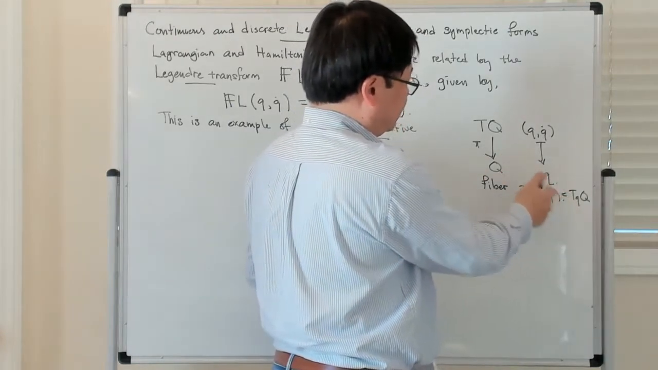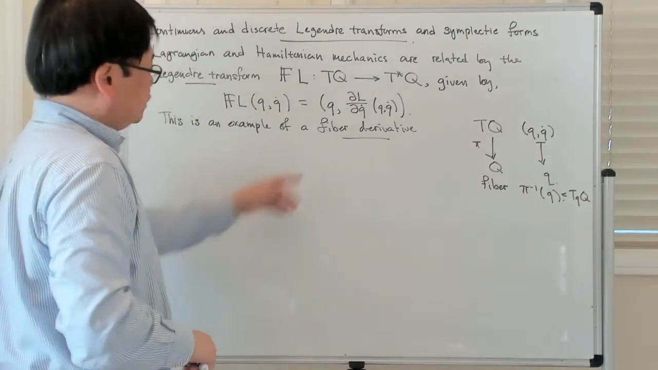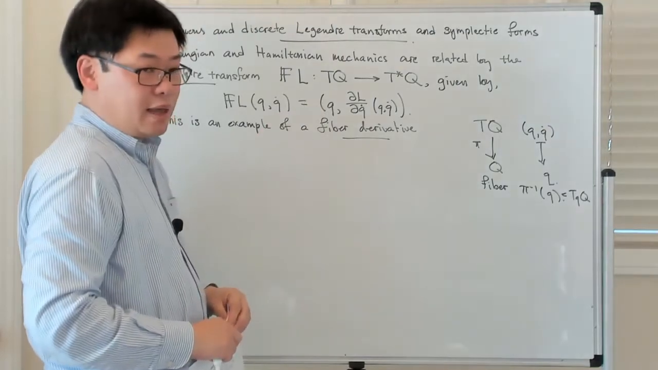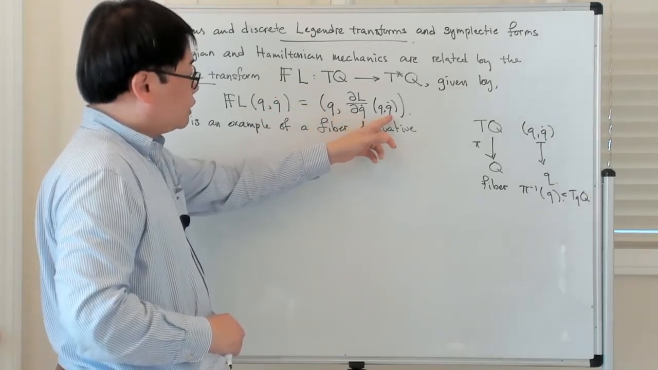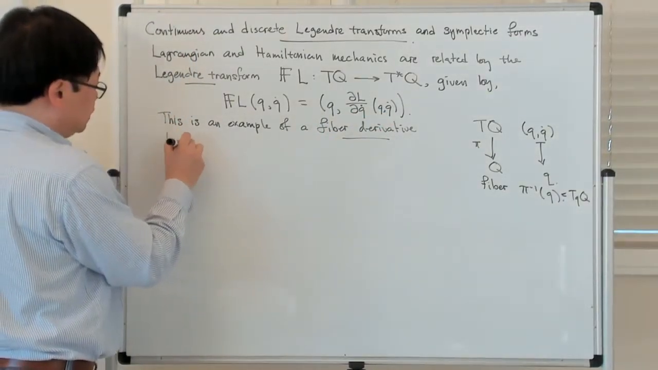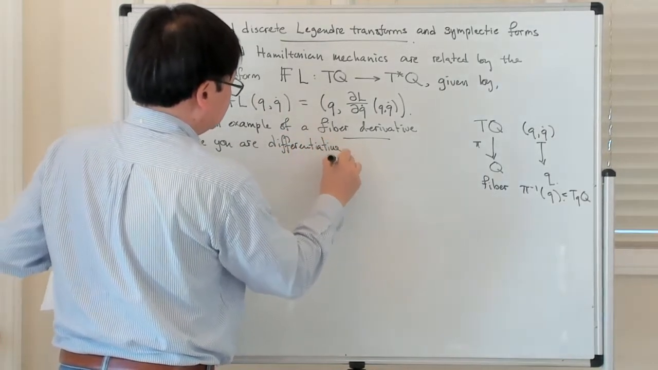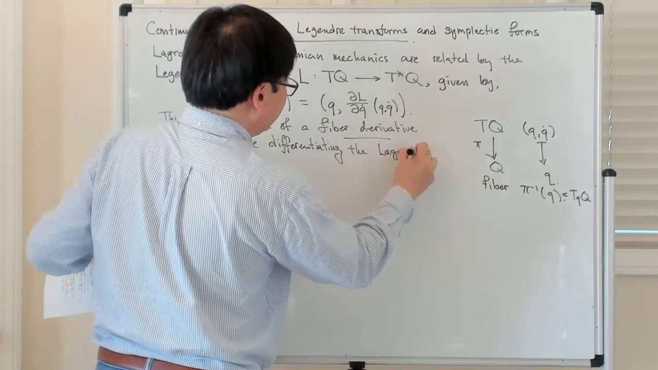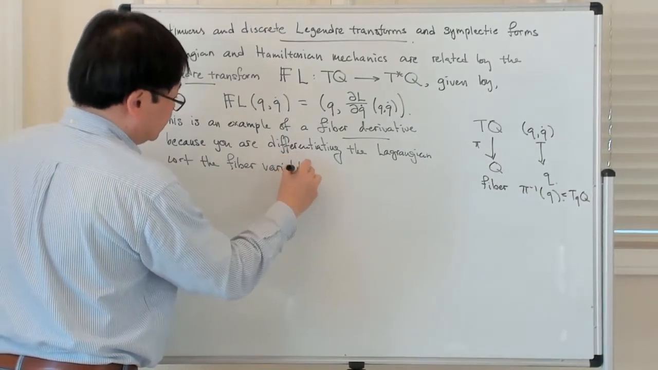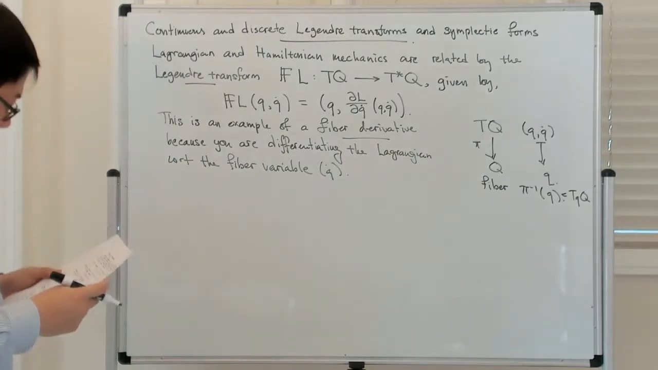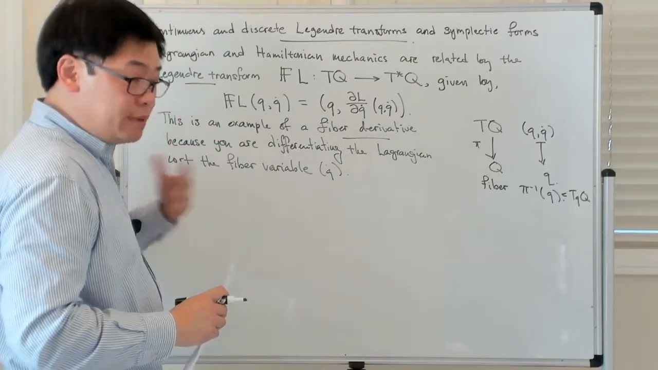One way to think about this is that if you have a base point q, then the fiber variable is the velocity variable. That motivates referring to the Legendre transform as a fiber derivative, because you are differentiating the Lagrangian, which is defined on a fiber bundle, with respect to the fiber variable, which in this case is just q dot. The reason I bring this up is that it naturally motivates what the discrete analog of the Legendre transform will be in the discrete setting.